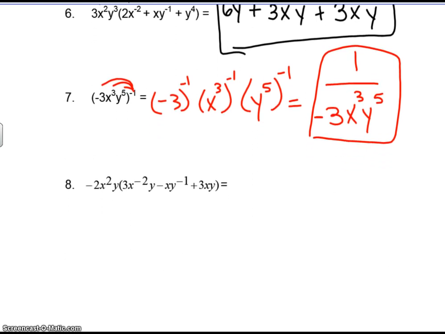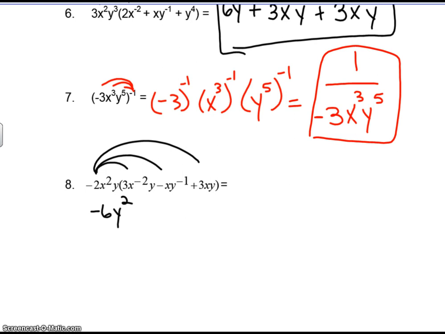Okay, and the last example here is distributive property again. Okay, so negative 2 times 3 is negative 6. X squared times x is x cubed. And then y. Oh, hold on a second. I made a mistake. The 2 and the negative 2 there, I didn't see that. So we're going to add those up. 2 plus negative 2 is 0. Okay, so x to the 0 equals 1. So that's going to be negative 6 and then y squared.